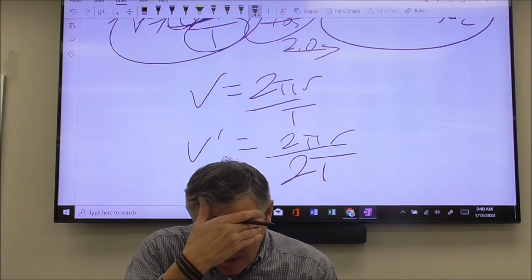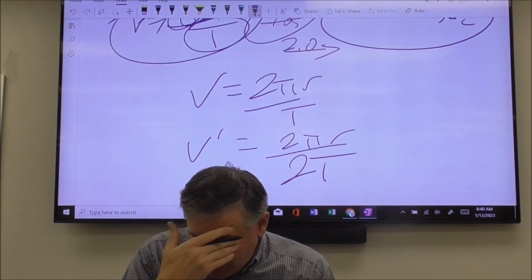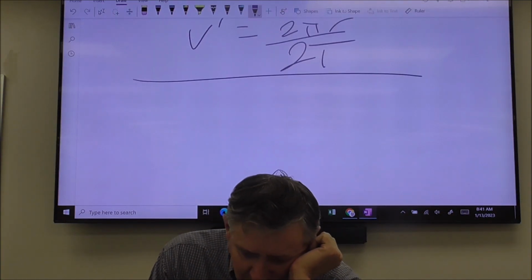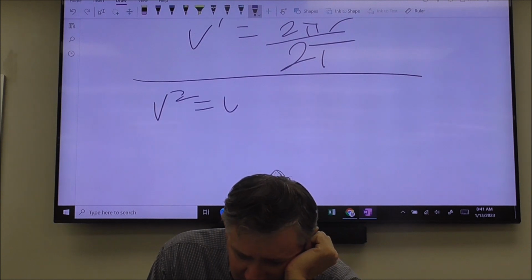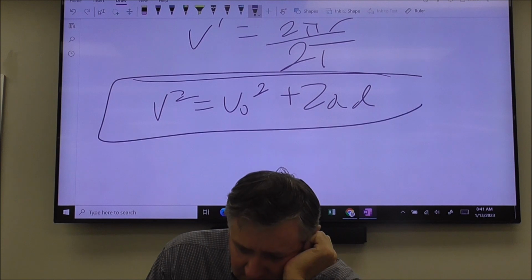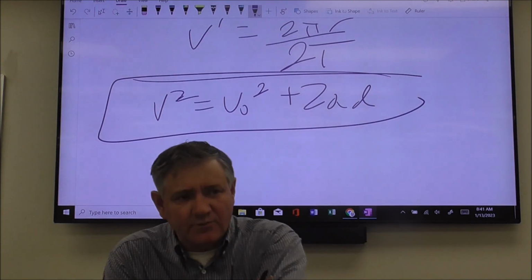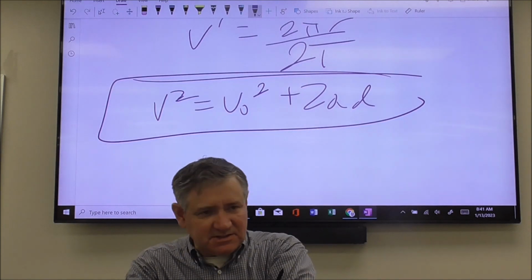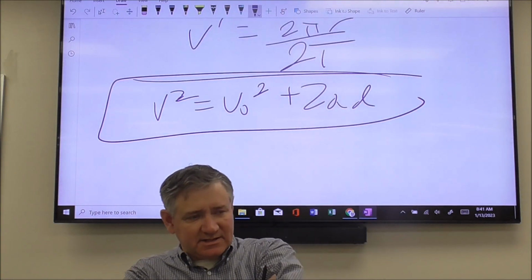Okay, let's talk about number 7, on B, where you have v squared equals v naught squared plus 2ad. So this is an equation we will use a lot. Okay, this is going to be one of our go-to equations eventually when we get into kinematics and stuff.